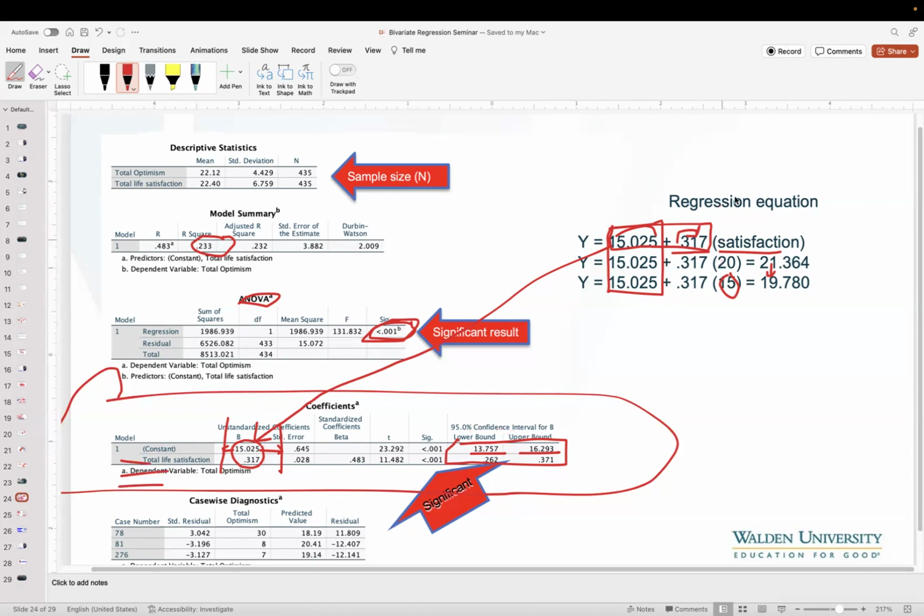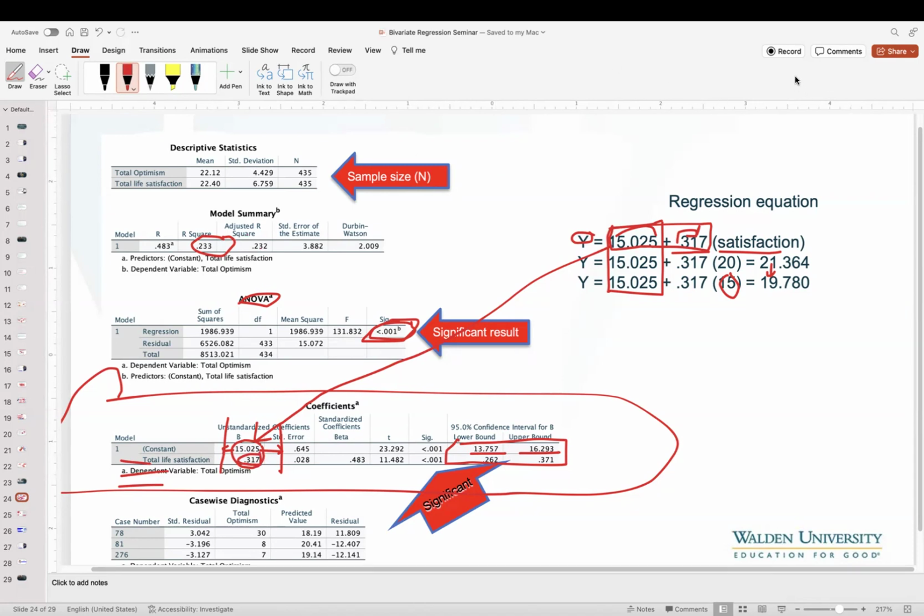Yes, satisfaction is the right variable. You're multiplying that by your slope. You're trying to predict. Y is your dependent variable, that's the optimism right there. Satisfaction is the predictor here that you're using in your formula. You use these in your formula here. Okay?